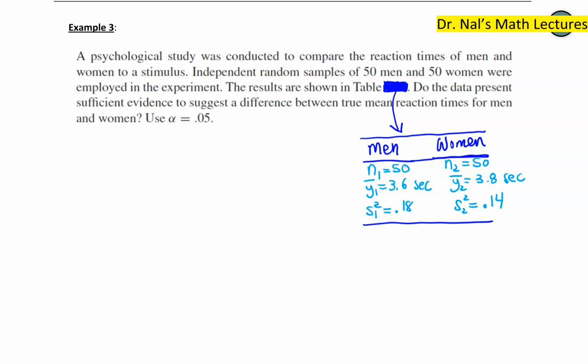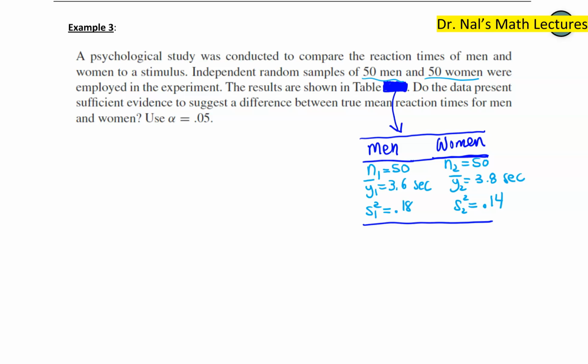We now look into example 3. A psychological study was conducted to compare the reaction times of men and women to a given stimulus. Independent random samples of 50 men and 50 women were employed in the experiment. Obviously 50 is greater than 30, and so that's good for us because that's considered a large sample size. And usually in a large sample we just substitute sample values for the population values when we calculate the test statistic. The results are shown in the table below.